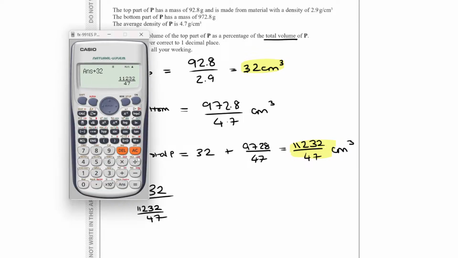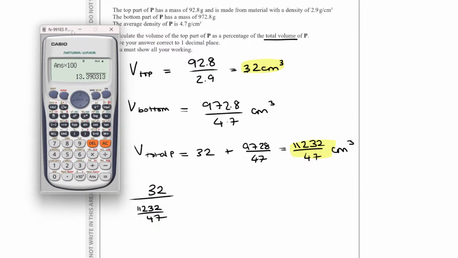I've still got the answer in my calculator, so I'm just going to do 32 divided by answer. Just one answer, ideally. Now, let's see. Obviously, I then need to times that by 100, don't I? So that was my answer. Times it by 100 to make it into a percentage. And what they said, to 1 decimal place. So now I can round it.